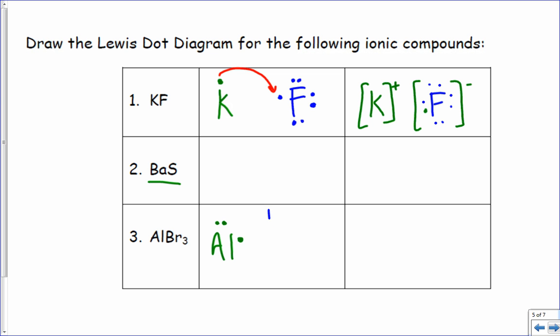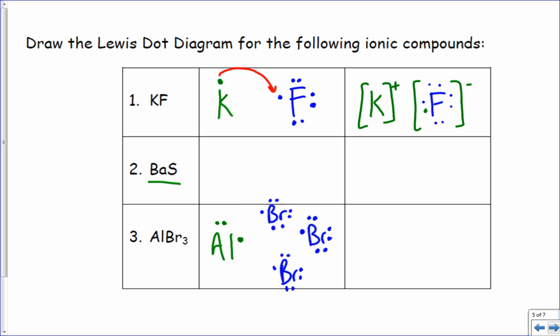Then I have Br, with 7. And how many Brs does it say I have? Yeah, 3. So unfortunately, yes, I have to draw it 3 times. Oh, Mr. Milks, you're doing too much. So yeah, not me really. I didn't write these rules. I'm just following. Okay, so there's my aluminum and my Br.